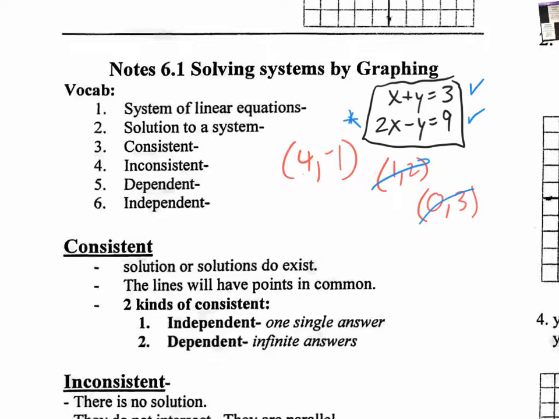Okay, now let's actually talk about other vocab words with regards to systems. We have consistent and we have inconsistent. Okay, and I guess the best way to understand the difference between consistent and inconsistent, and also consistent independent and consistent dependent, is when we look at the word wall that we have over here on the side wall. I actually took a picture of it, have it right here.